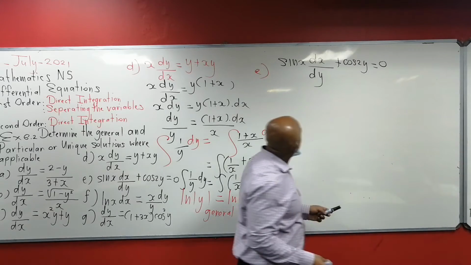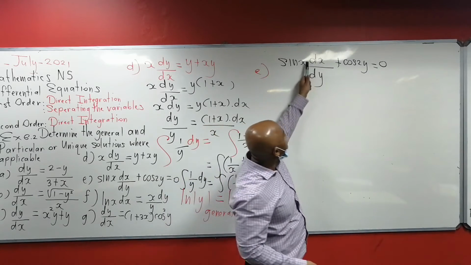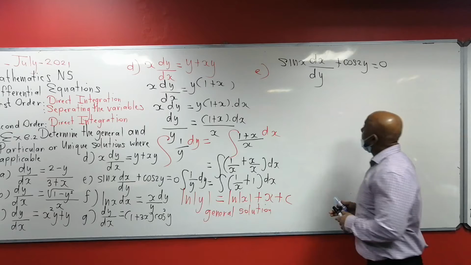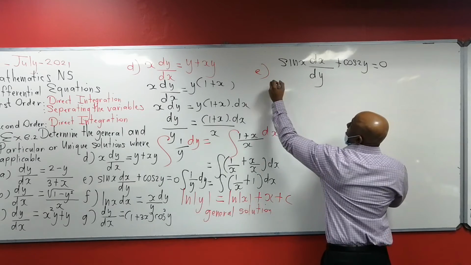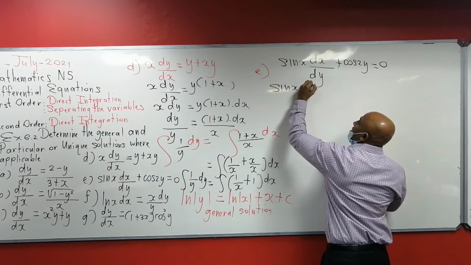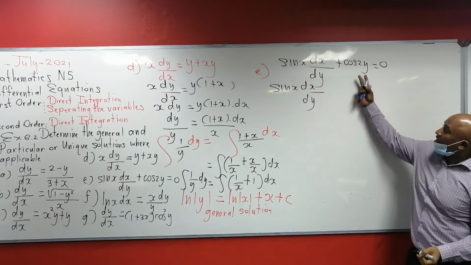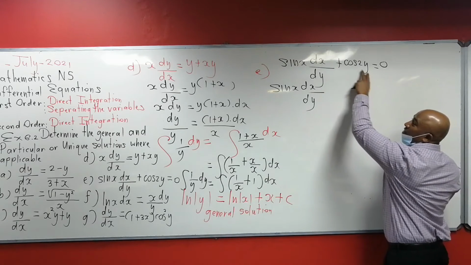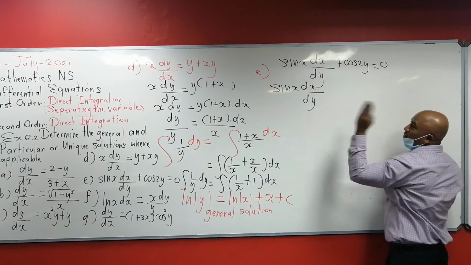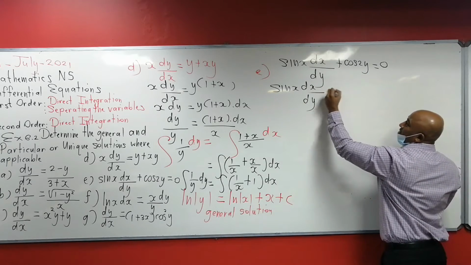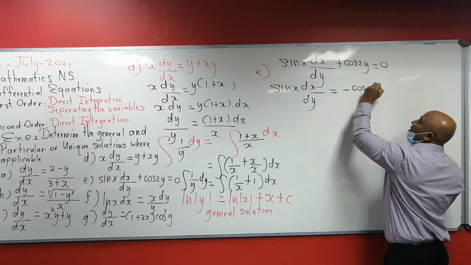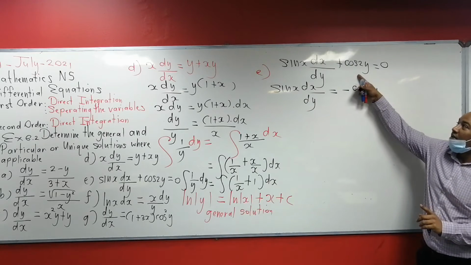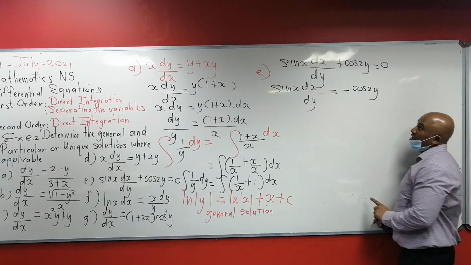Right, so now let's have a look at this one. We got sine x multiplied by dx over dy plus cos 2y is equal to 0. So what can we do? So let's write this as sine x dx over dy. If I take this to the right hand side, so remember there's a plus sign, so therefore there are two terms now. Okay, so I want to make it with just one term on the left, one term on the right. So this is equal to minus cos 2y. Right, so I'm transposing here. All I'm doing is taking cos to the other side, so it becomes a negative.